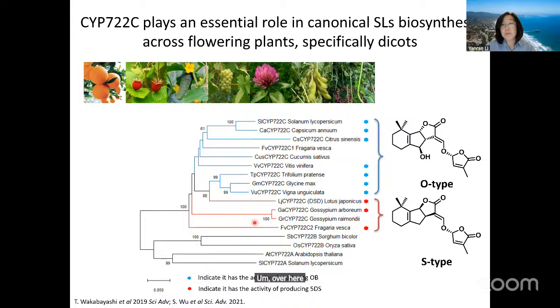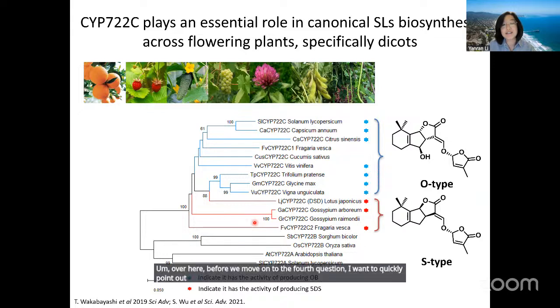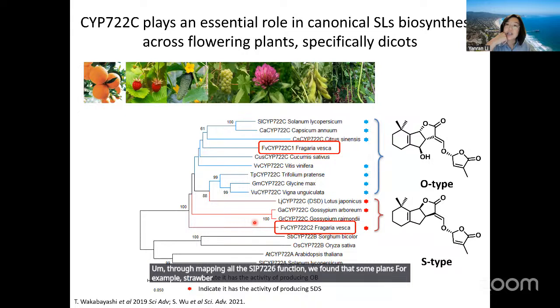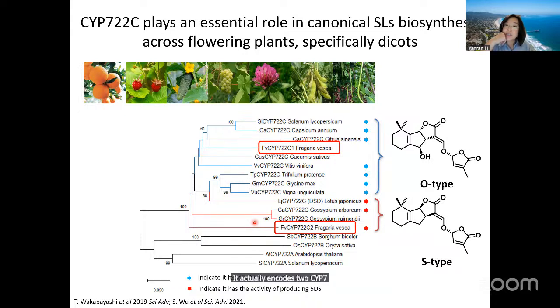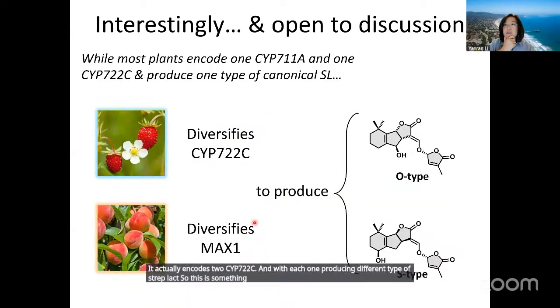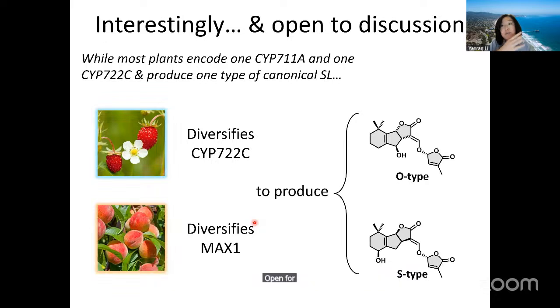Before we move on to the fourth question, I want to quickly point out one interesting observation we found. Through mapping all the CYP722C's function, we found that some plants, for example strawberry over here, actually encode 2 CYP722C, with each one producing a different type of strigolactone. This is something I have been thinking about for years. Open for discussion, I still haven't resolved it, but I think it's very interesting to point out.